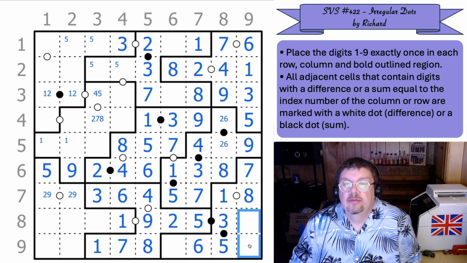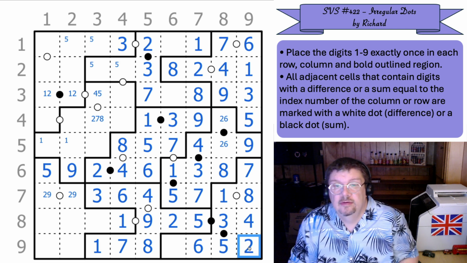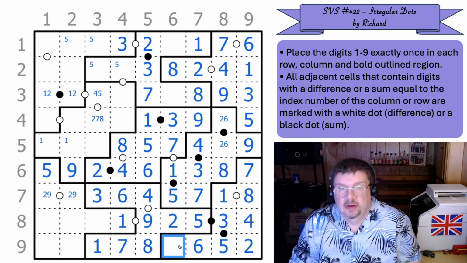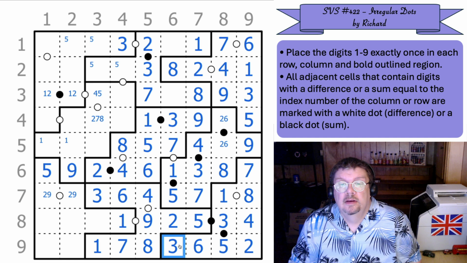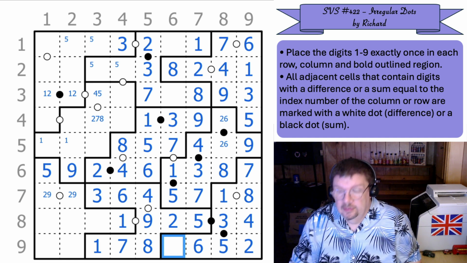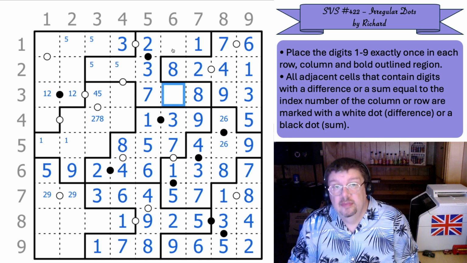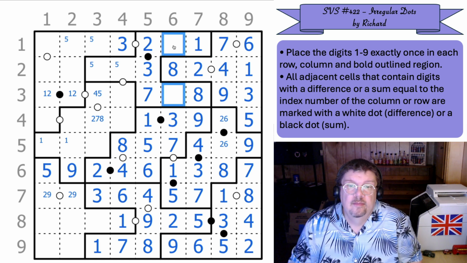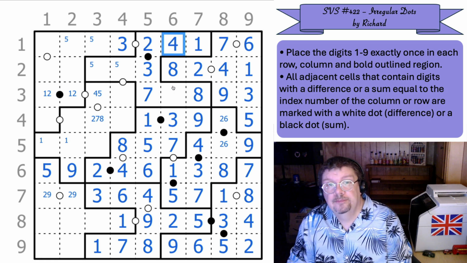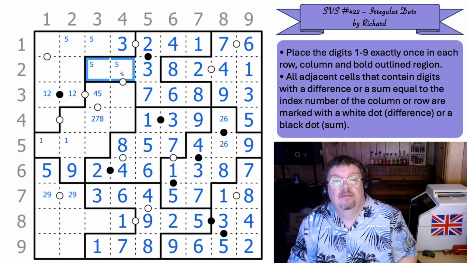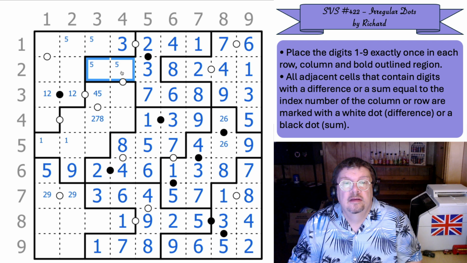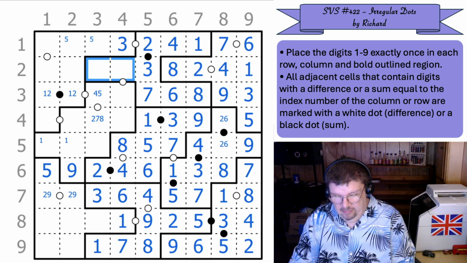Completing this column requires 2 and 4, which I can place. Completing this box, I need a 3. No, not a 3. Let's try a 9. That looks much better. Okay. These two digits, then, by the column are 4 and 6, and I know the order. These are 5 and 9, which are as yet unresolved.